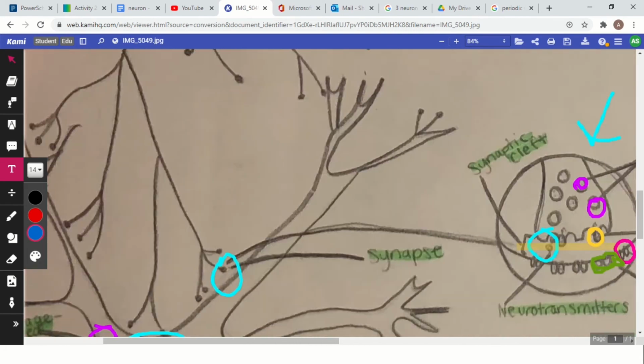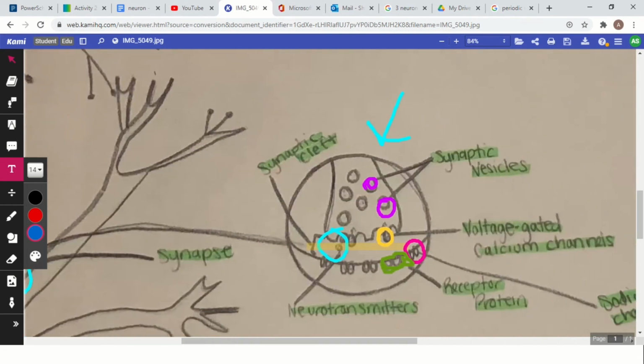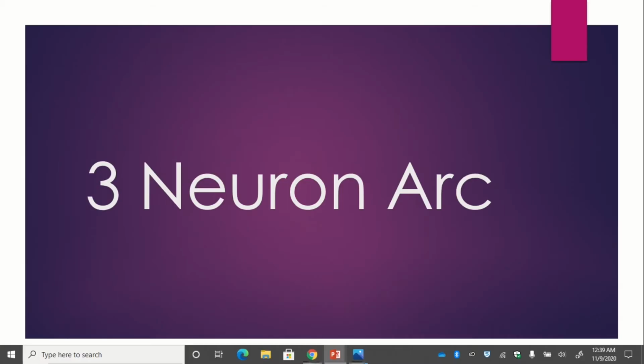Then we're going to go to the neurotransmitters, which I circled in blue right there, and it is a chemical substance that is released at the end of a nerve fiber by the arrival of a nerve impulse and is diffused across a synapse or junction, causes transfer of the impulse to another nerve fiber, muscle fiber, or some other structure.